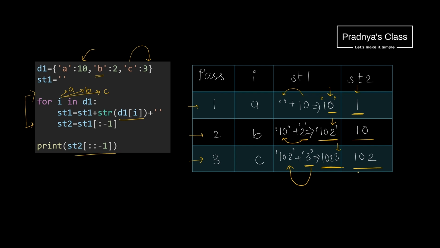Using slicing, we are trying to reverse this string. It means we will get 201. So this is the final output of this code, 201. Hope you got this explanation and you also got the same output.